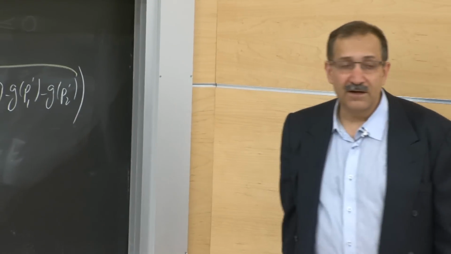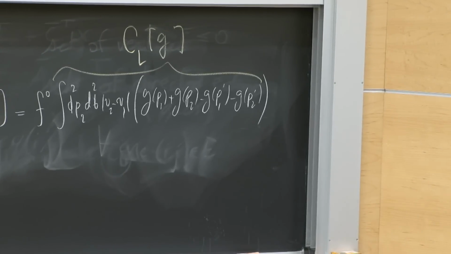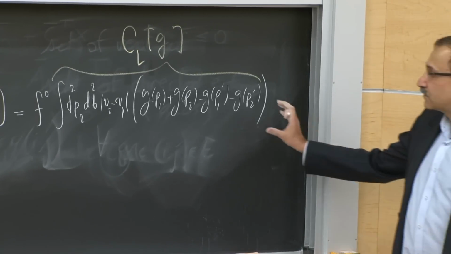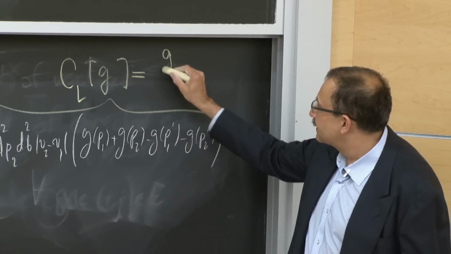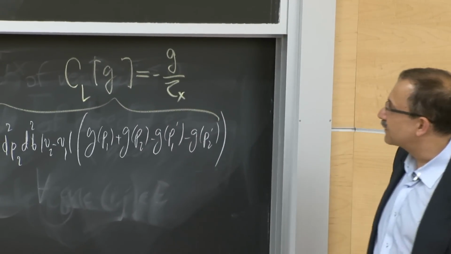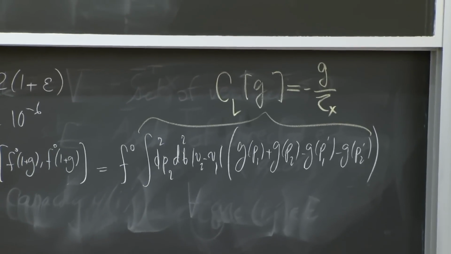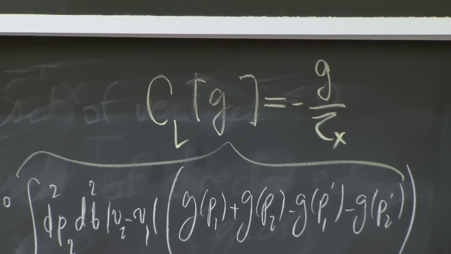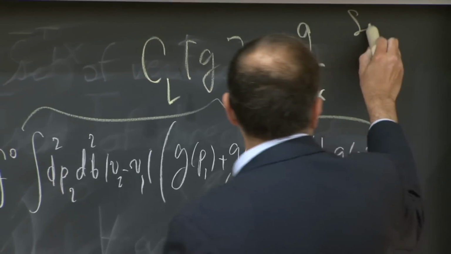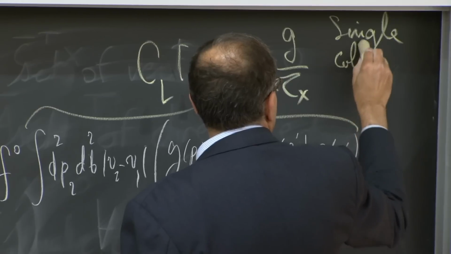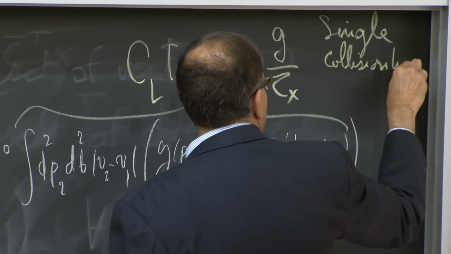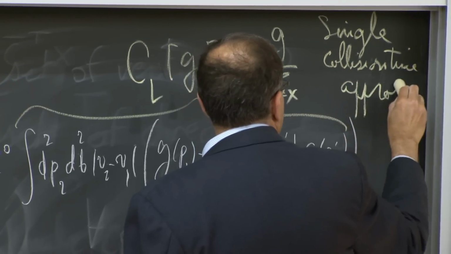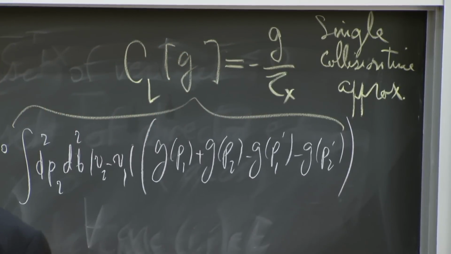Now, in general, this is still, although a linear operator much simpler than the previous quadratic operator, a lot of junk in it. So we are going to simply state that I will use a form of this linearized approximation that is simply g over tau. Get rid of all of the integration. And this is called the single collision time approximation.